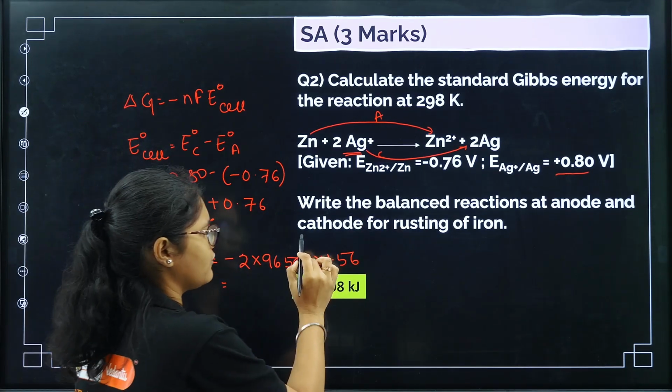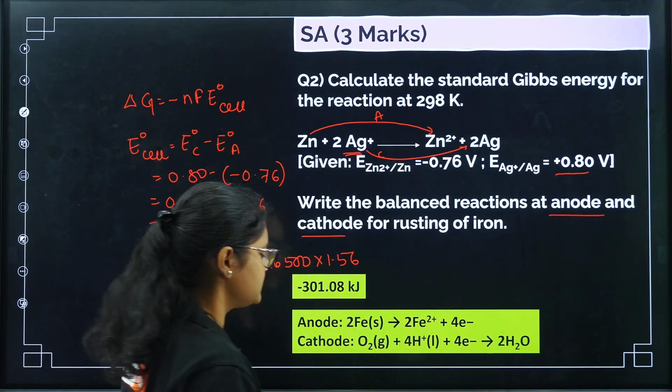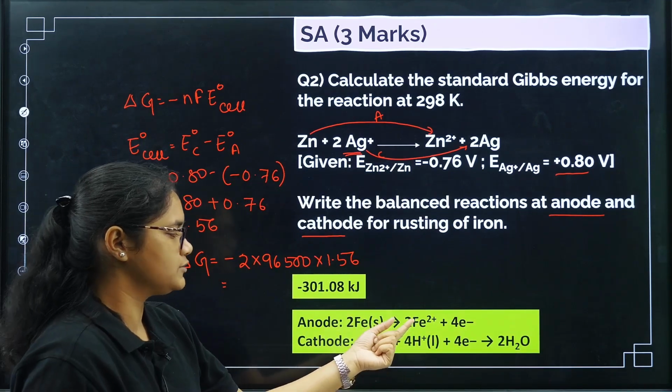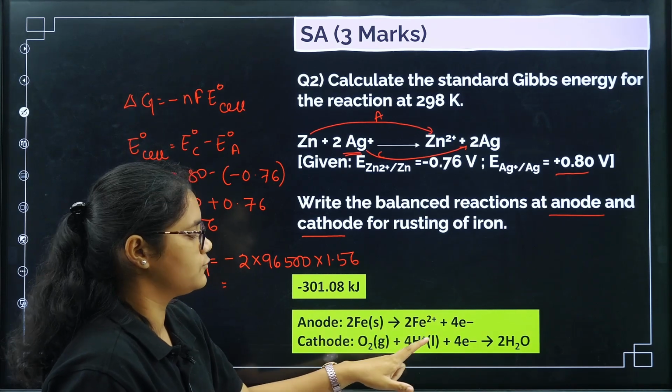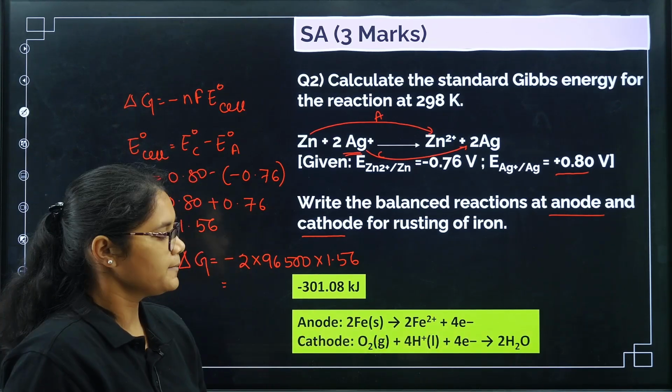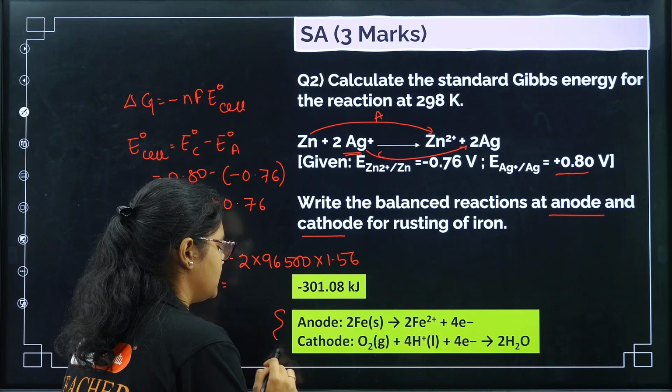Anode and cathode of rusting of iron, you should remember these reactions. At anode, Fe gets oxidized to Fe2+. At cathode, there is reduction and we get O2 plus 4H+ gives you 2 water. Okay, please remember this reaction, it is important.